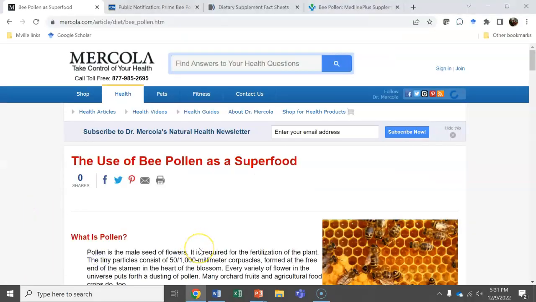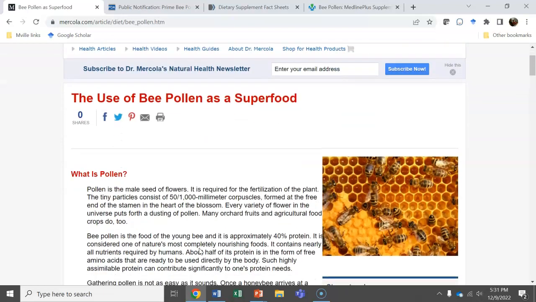Okay, so here we are on the Mercola website. Mercola is a company that sells supplements, and they're talking about bee pollen as a superfood. As a scientist, I can tell you right from the bat, superfood is not a real word.